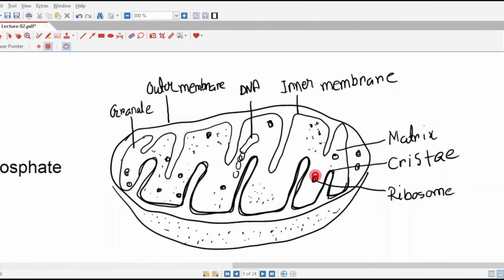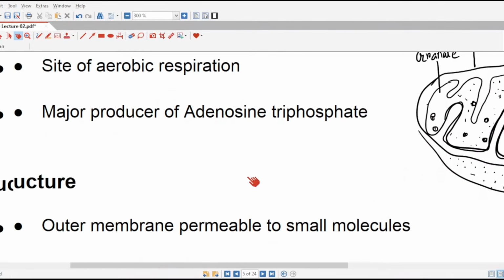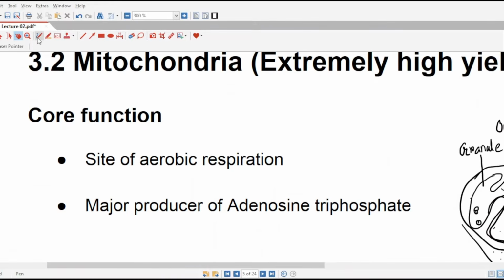Okay, you also see that ribosomes are present in mitochondria. That means that mitochondria can make proteins of its own because mitochondria needs so many enzymes to function properly. That's why it has its own ribosome. Okay, and just like nucleus, it also has some pores and these are called porins. Now let's match the description with the diagram. First of all, the core function, it says that mitochondria is the site of aerobic respiration. What do we mean by aerobic? We want to say that this respiration will require oxygen, right?